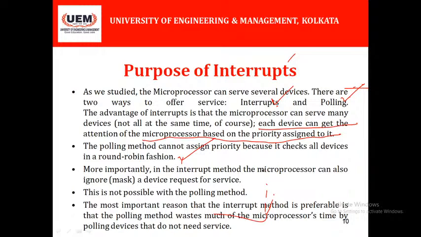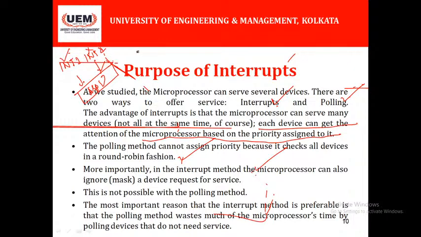Most importantly, in the interrupt initiated IO method, the microprocessor can also ignore or mask a device request for service, because it is possible that multiple interrupts, say interrupt 1 and interrupt 2, are requesting the microprocessor at the same time. But if INTR 1 has priority greater than INTR 2, then INTR 2's request is ignored. But in case of polling, it is not possible.